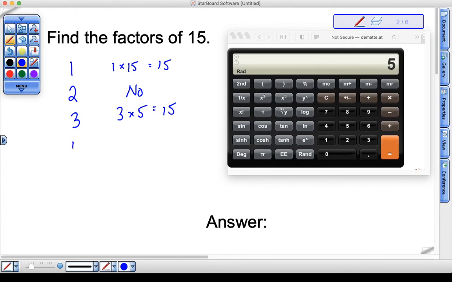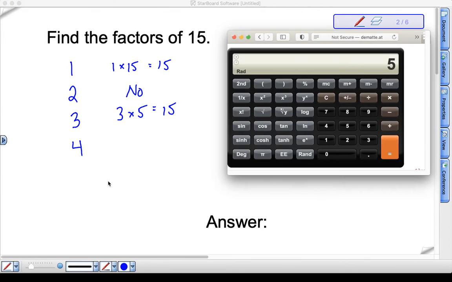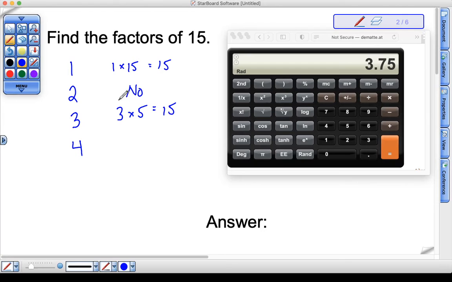But the next number in the sequence I have to try is going to be 4. So I'm going to go back to my calculator and start with my 15. I'm going to divide that by 4, and I get a decimal. So that means I know that this does not work. You can put a no in here. And now I don't need to put the 5 in because I already have a 5 over here. I know that if I did put a 5 in, I'd have 5 times 3 is 15, and I already have these two numbers. I already found those factors. So right now my factors are a 1 and 15, a 3 and a 5. That gives me 15, and those are all my factors.